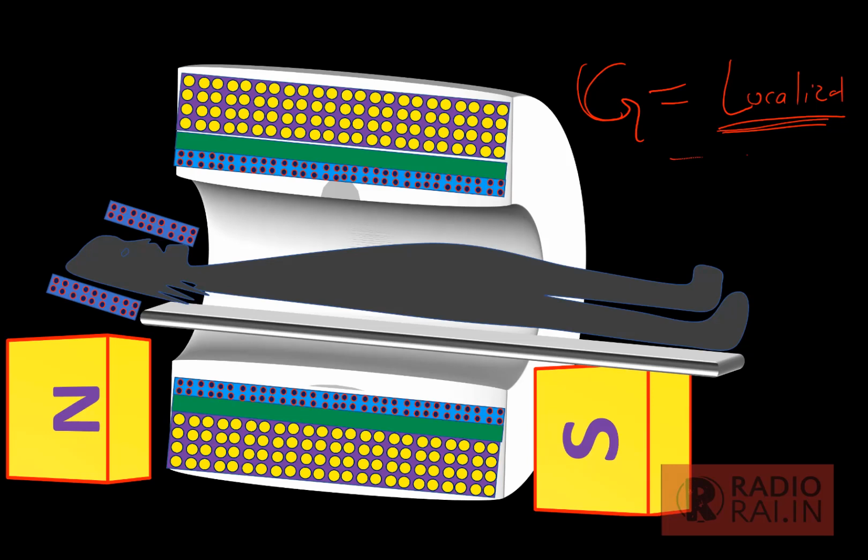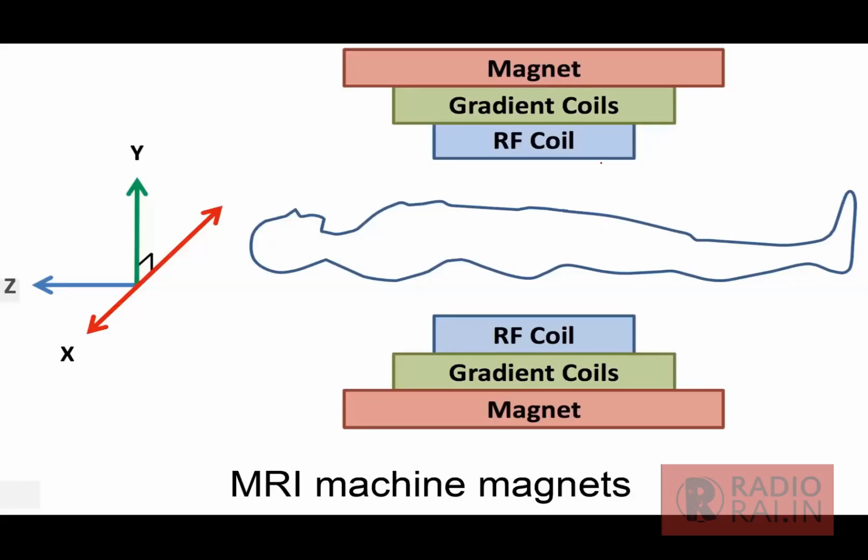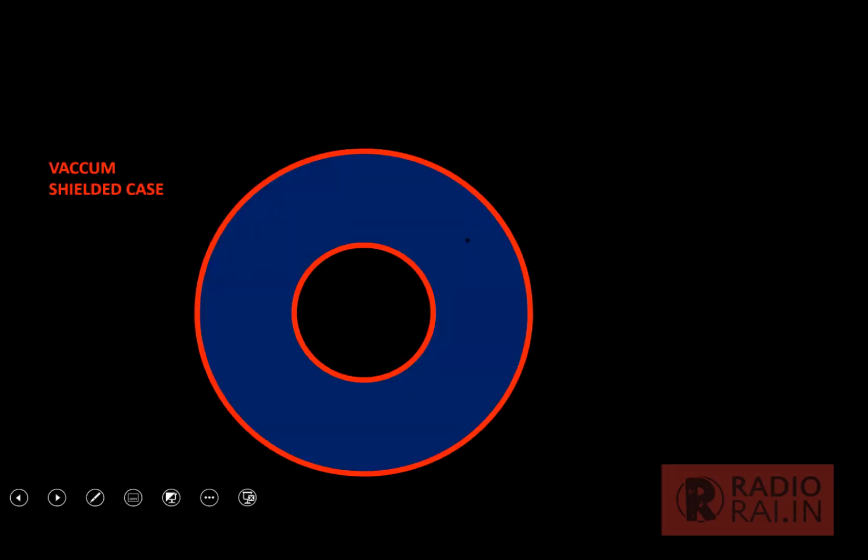So there are different types of coils. One is the superconducting magnet itself. Then there is the gradient coil and the RF coil, from outside to inside. Outside is the magnet, then the gradient coil, then the RF coil. RF coils are also used on the surface under different names. Now, this is how a normal MRI gantry looks.